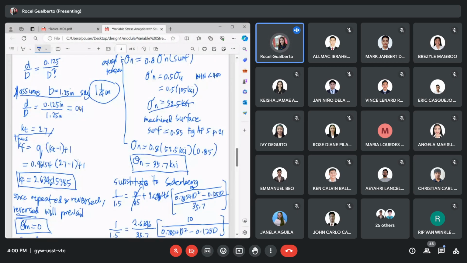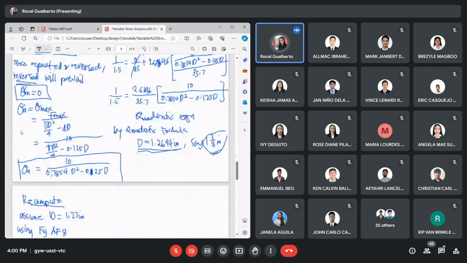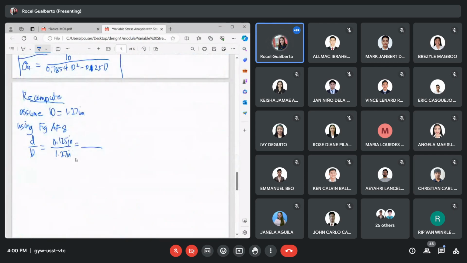Makakakuha ka na ng bagong D over d. Babasahin mo ulit yung bagong Kt, tapos magsosolve ka ulit ng panibagong Kf. Meron kang bagong D over d. Tingnan mo yung Kt from figure A-15-8, page 22. Tapos pag may bago ka nang Kt, you solve for the new Kf.